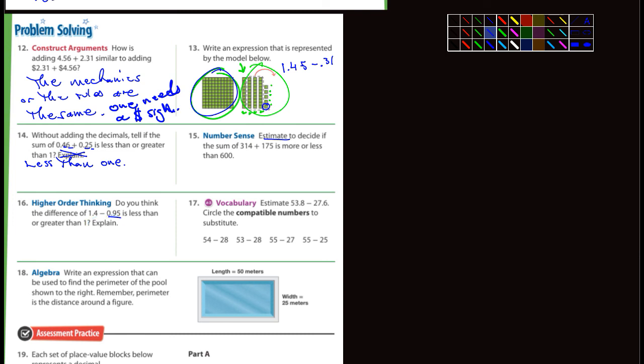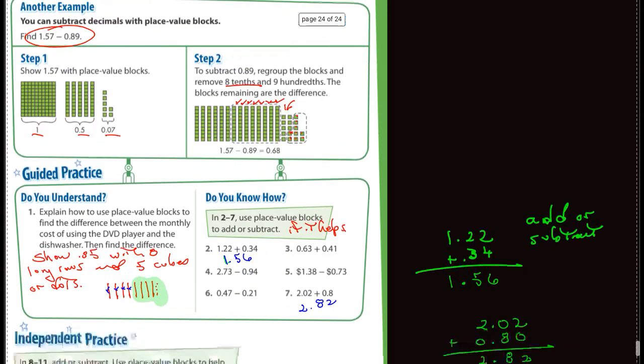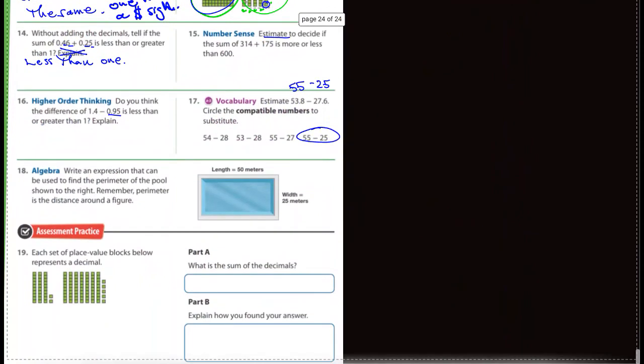Number 17, vocabulary, estimate 53.8 minus 27.6. Circle the compatible numbers to substitute. Oh, that would definitely be these two right here. Yeah, I would make this one 55 and make this one 25. That would make it a whole lot easier to work with. Number 18, almost done here. Gosh, I'm doing most of these for you guys.